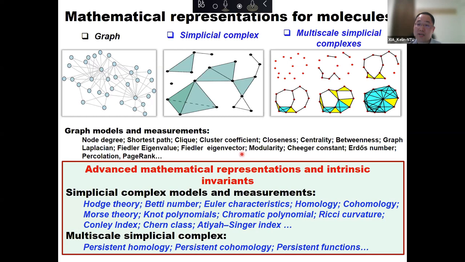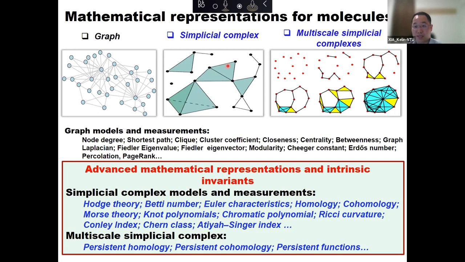TDA is powerful because it is based on simplicial complexes. If we are talking about simplicial complexes, we immediately have simplex two, simplex three, which reveal many-body interactions, so three-body or four-body interactions. This information is taken into consideration. That's the reason it can outperform certain graph-based models.